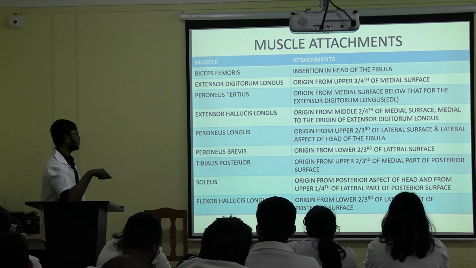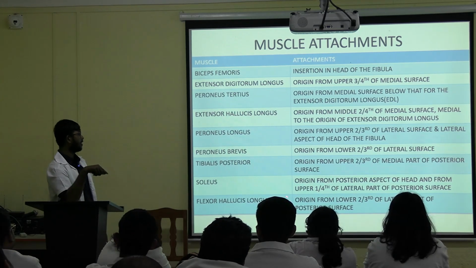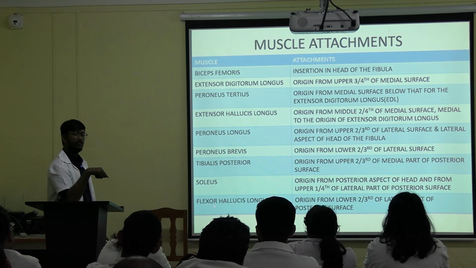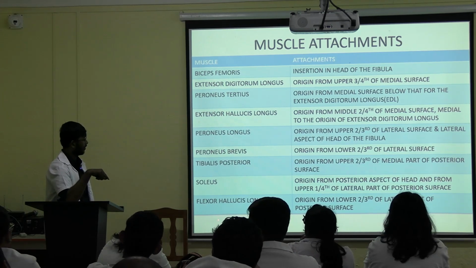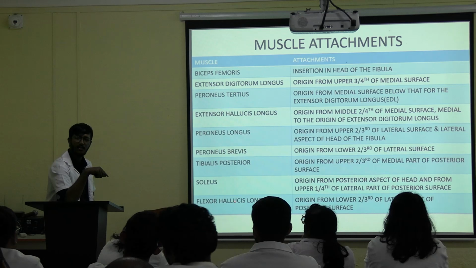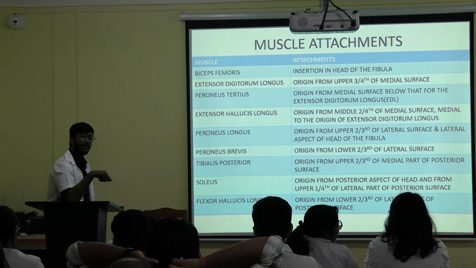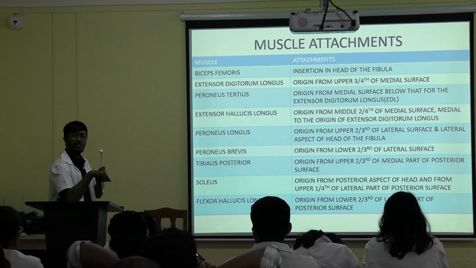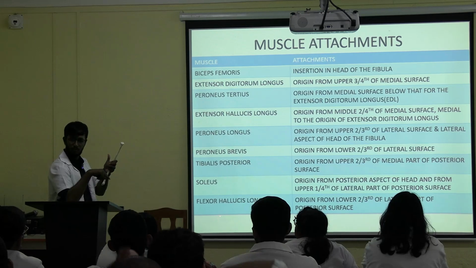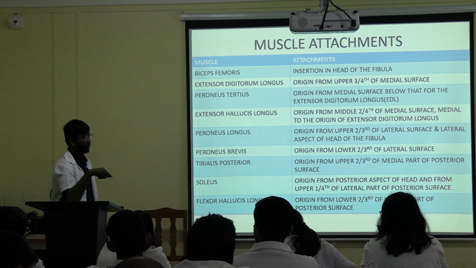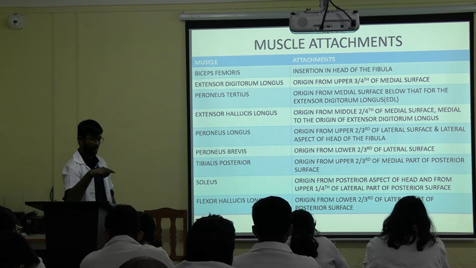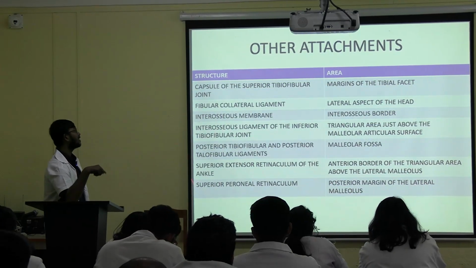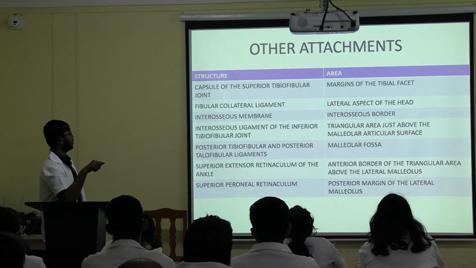Then comes flexor hallucis longus. Obviously it will be in the posterior part. How? Because in the lower limb we consider the posterior part as flexor. Flexor. Okay. And hallucis means it will be inserted in hallux. Hallux means great toe. And longus means long muscle. So it originates from the lower 2/3 of the lateral part of the posterior surface. Now these are certain other attachments, you just need to go through this.